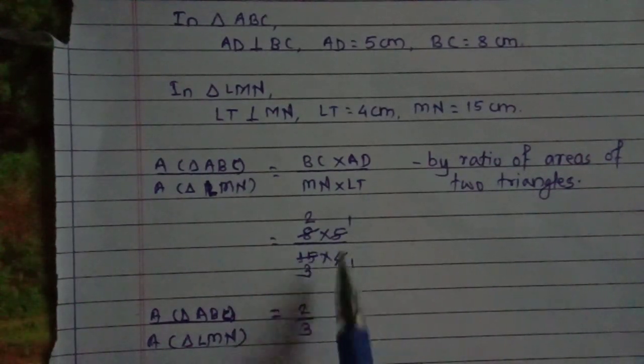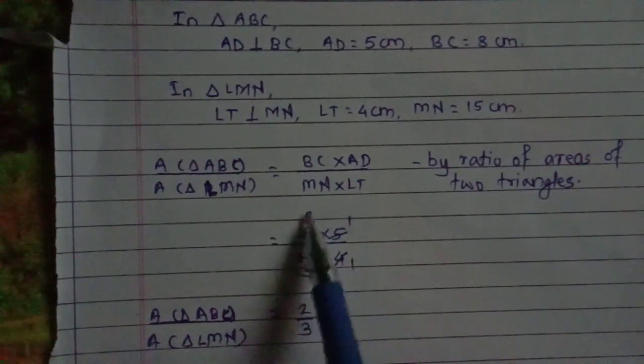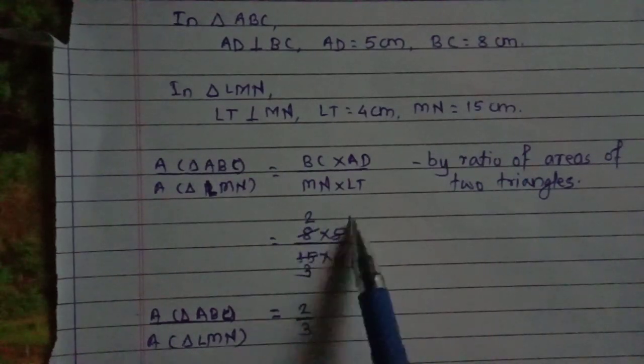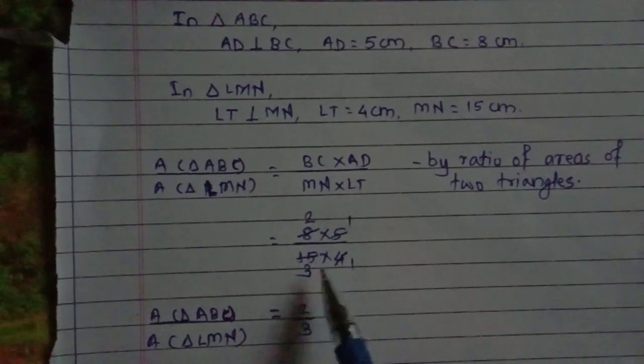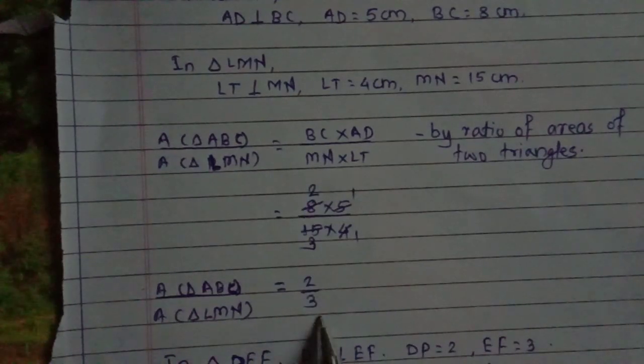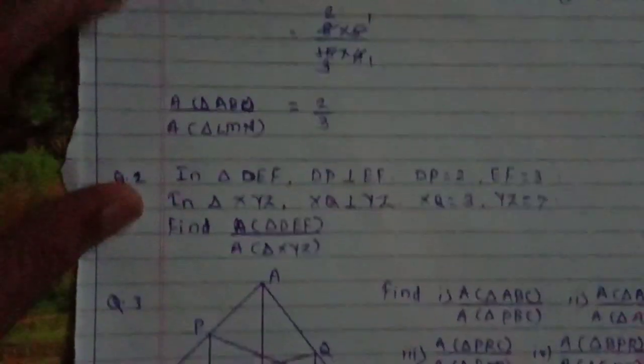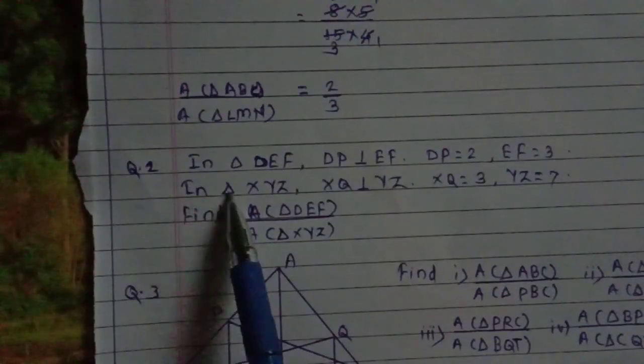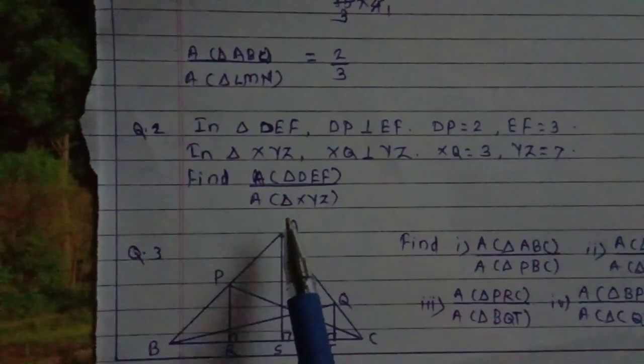Now here we can simplify. 4 1s are 4, 2 4s are 8, and here 5 1s are 5, 5 3s are 15. So the ratio we got here is area triangle ABC upon area triangle LMN is equal to 2 upon 3. So here are these two problems based on the same property.